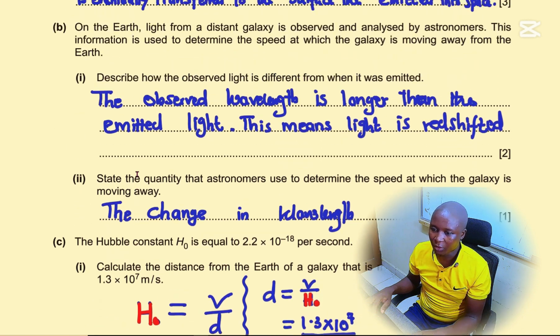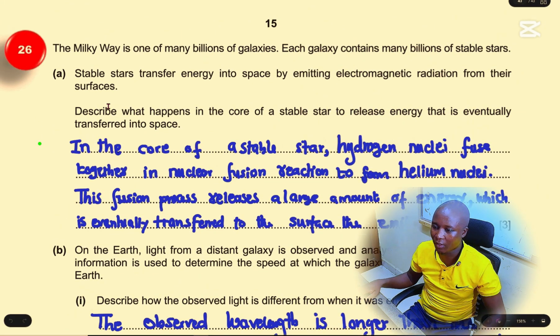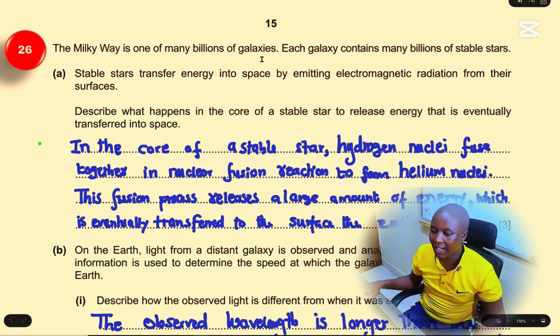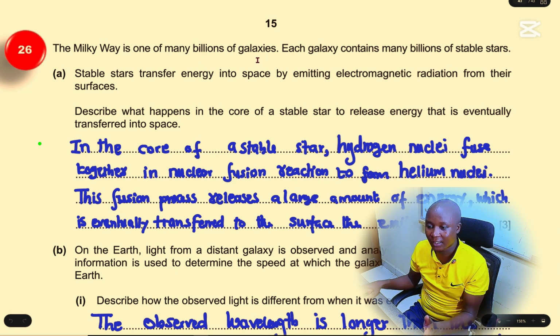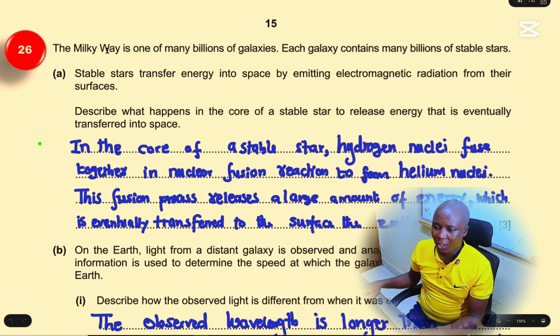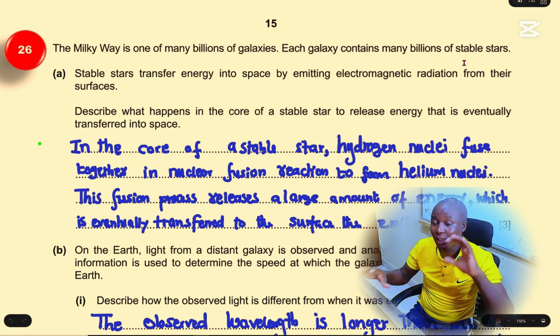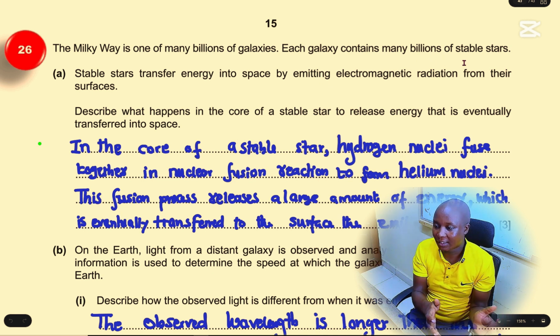Now let's move to space physics. Under space physics, we are told that the Milky Way is one of many billions of galaxies. A collection of billions of galaxies forms what? Each galaxy contains billions of stars. A collection of stars is called a galaxy, right?